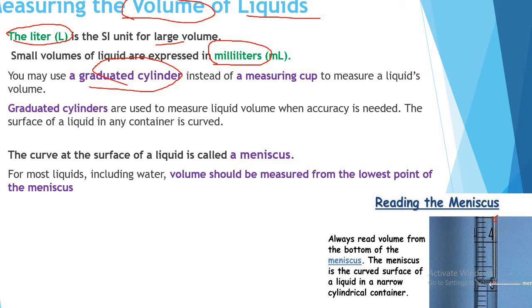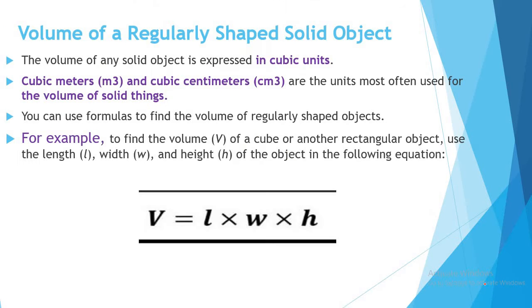The surface of liquid in any container is curved. This curve at the surface of liquid is called meniscus. So this curve is called what? Meniscus. For most liquids, including water, volume should be measured from the lowest point of the meniscus. So the volume of this liquid here is 4.8. So the volume here is 4.8 liters. So we read at the lowest point of the meniscus.